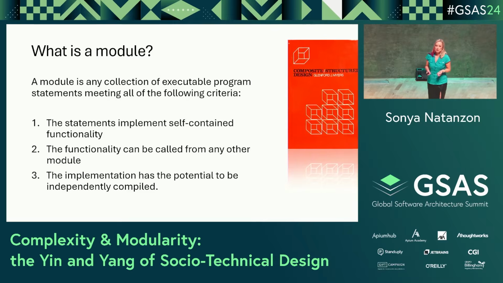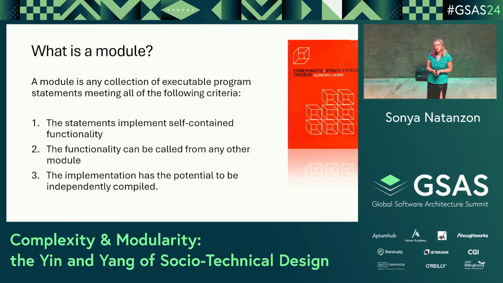So if you need two pieces of code that implement one functionality, they're not, strictly speaking, a module. Second, it needs to expose that functionality to the rest of the system so that the system can call it, meaning it should have a public interface. And last, it should have a potential to be independently compiled. Now, the word potential is important here. It may already be independently compiled, but in absence of that, it should have a potential to be.